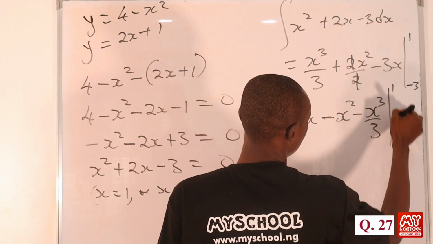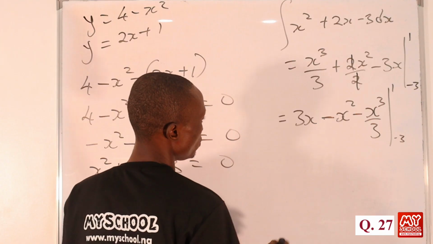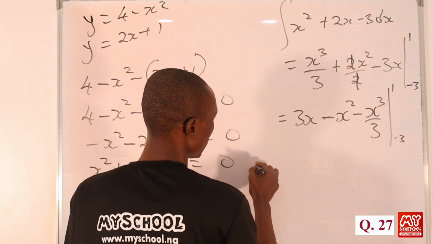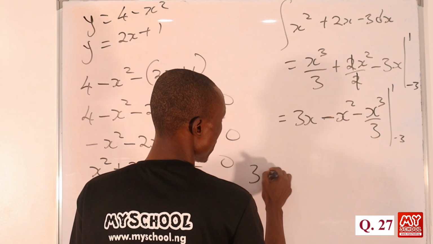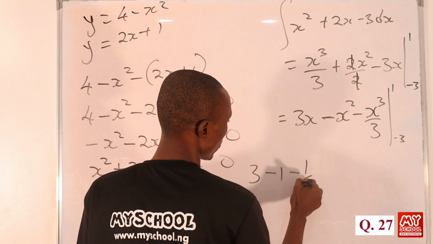So let's apply our limits. If we apply our limits, first of all, our first limit here will be having 3, then here we'll be having minus 1, then we'll be having minus 1 all over 3.